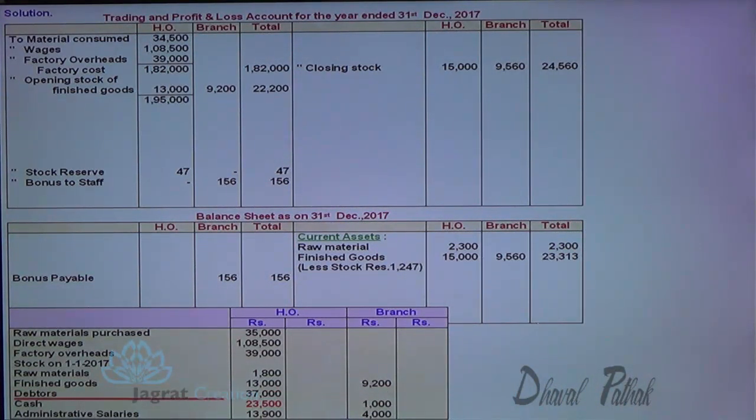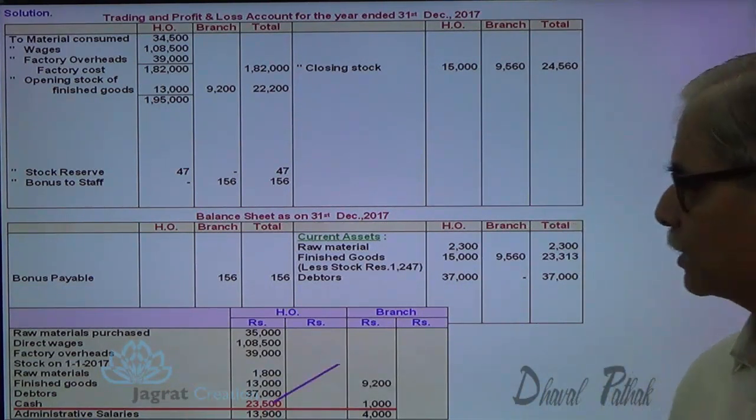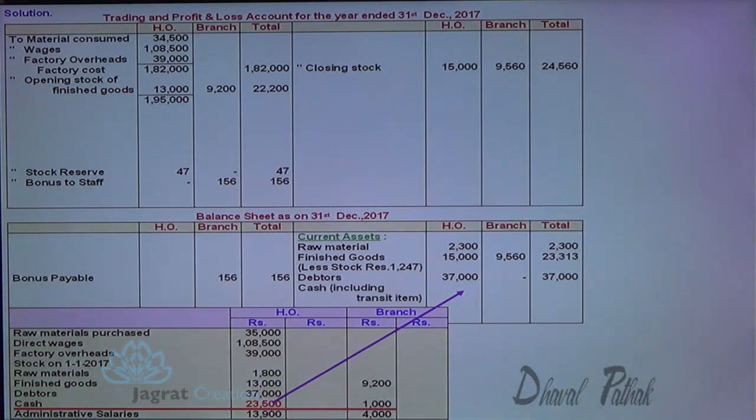Debtors will appear on the asset side. HO balance sheet asset side. Cash balance, cash includes cash in transit. If you remember, 1,400, 2,300 plus 1,000, 24,500 is the total cash under the ownership.